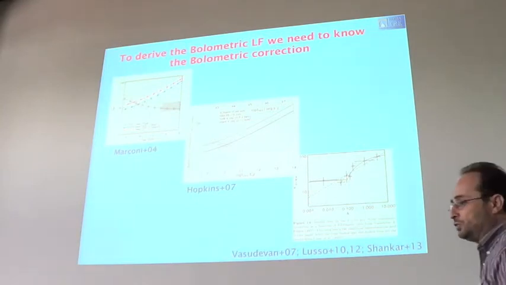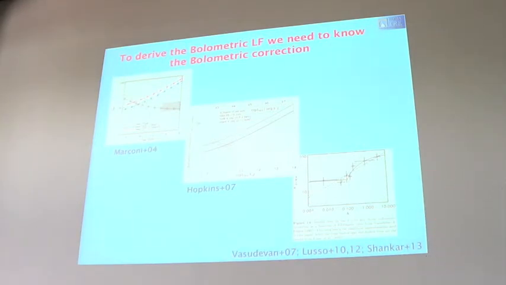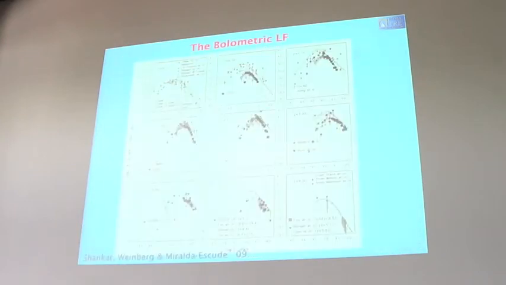But in order to work out the bolometric luminosity function, which is quite important to discuss the energy budget of the AGNs, you need to know the bolometric correction. And you see there are several works on this, and there are several opinions on which recipe to use to work out the bolometric luminosity function. This is one of the latest results in which you still see the downsizing at the lower redshift bins. The downsizing is still confirmed.